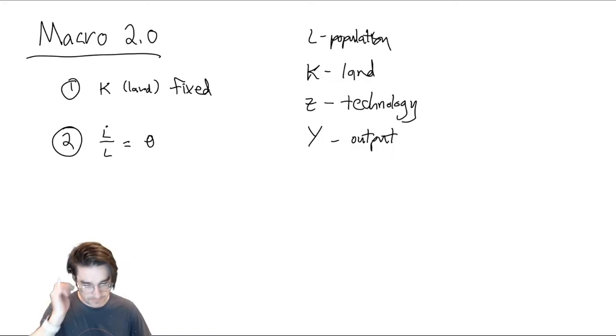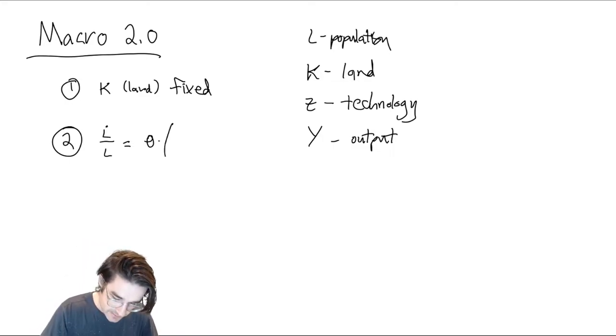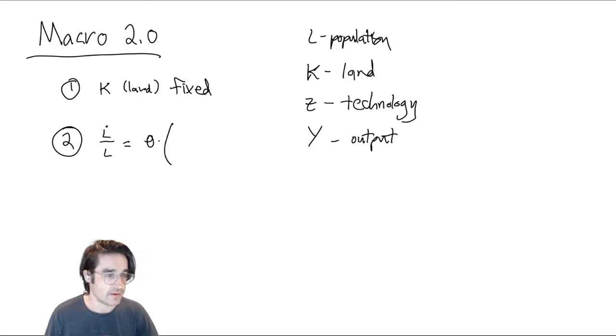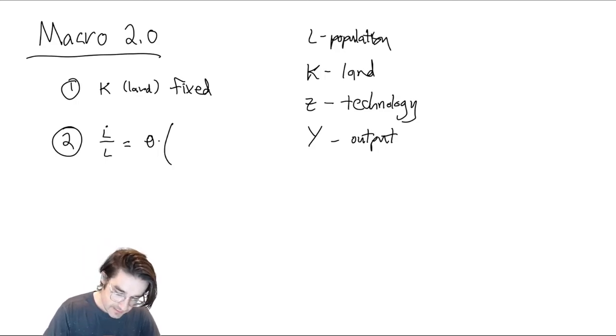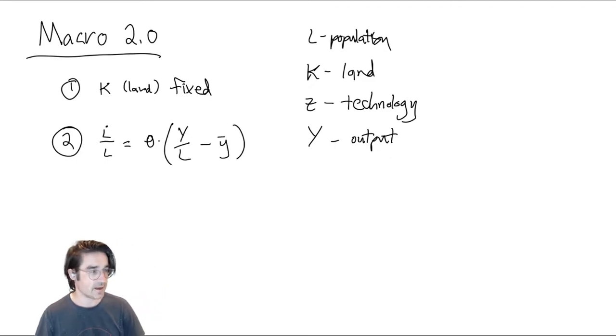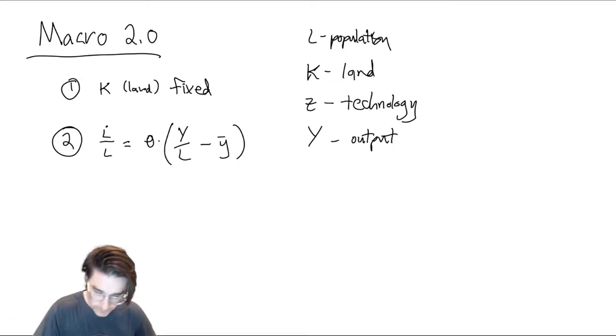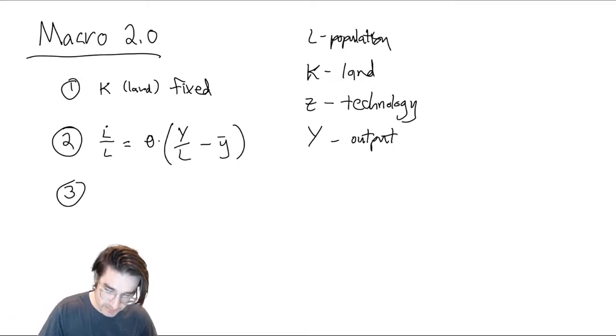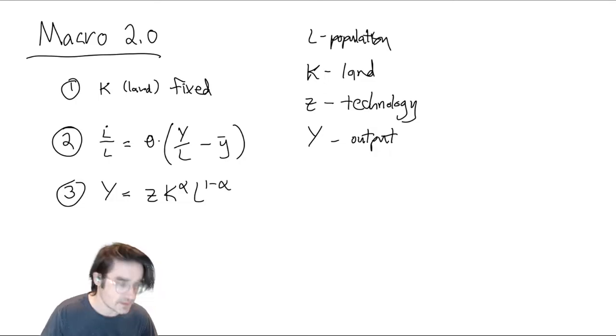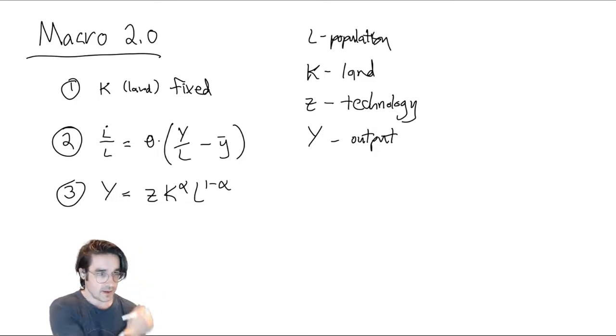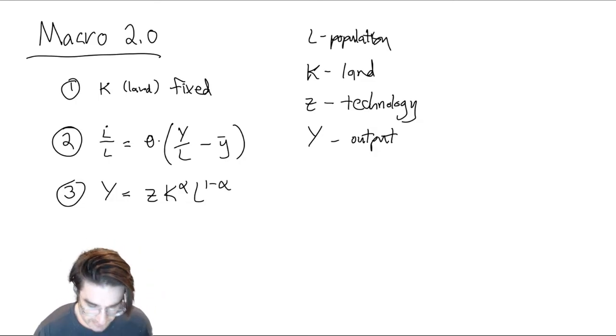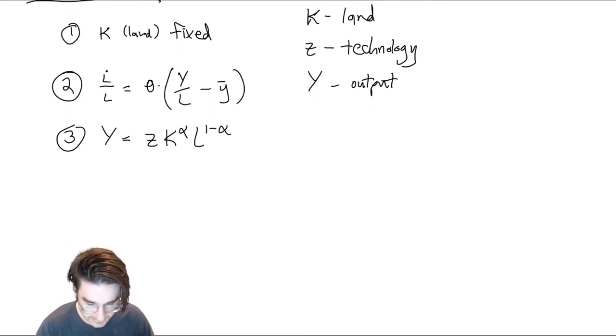Okay. So in this case, the growth rate of L, GL if you call it, is going to be Y over L minus some Y bar, times theta. And then number three is basically saying these are what go into the production function. So in this case, we have this Cobb-Douglas production function. Those are our three assumptions.